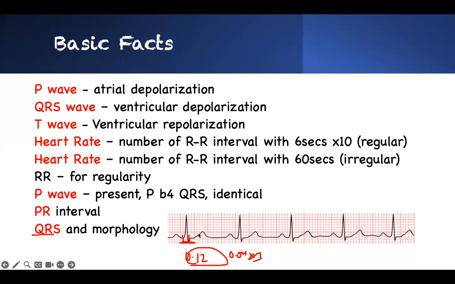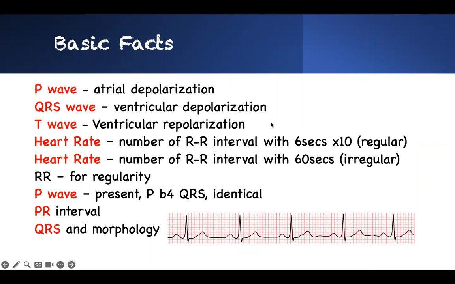Is it uniform? This looks uniform. Does the shape look fine? And everything looks fine. So these are the basics of the EKG. And then you can see what kind of rhythm it is. Is it irregular, like AFib? Is the heart rate faster? Is the QRS bigger? Is the PR interval prolonged? Then you know what it is. Okay.